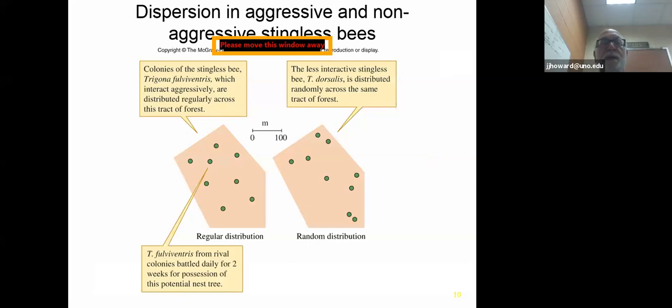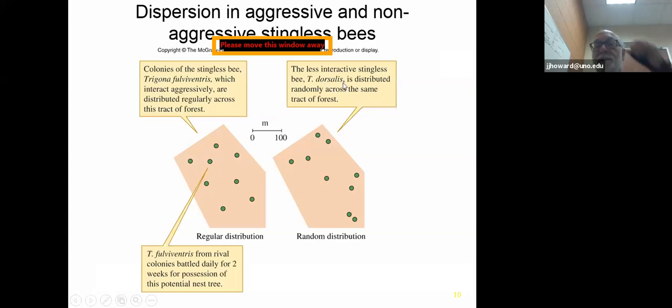Here is dispersion patterns in aggressive and non-aggressive stingless bees. This is another study I was involved in. So we have two species of bees. This is Trigona fulviventris. Trigona fulviventris is a very common bee in tropical rainforest, and they're very aggressive. And they have basically wars between colonies. And so the colonies are regularly dispersed in the environment in this patch of forest. And they fight with each other, and so they cannot afford to get too close.